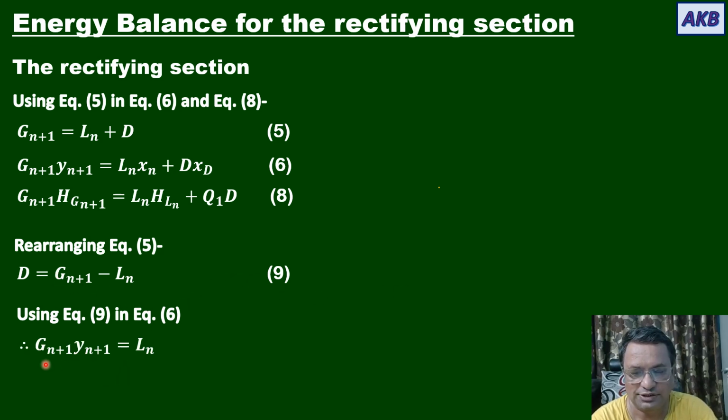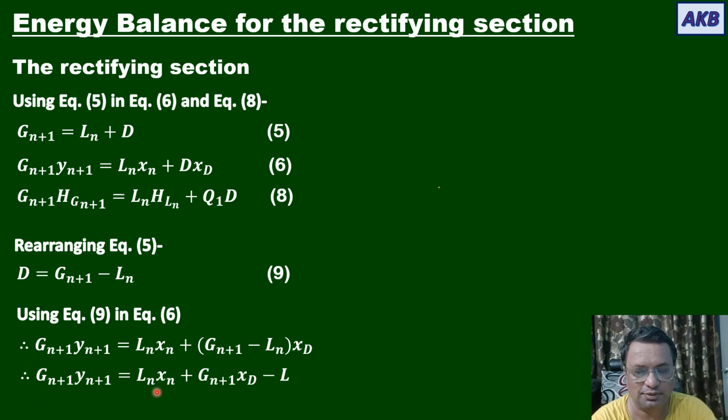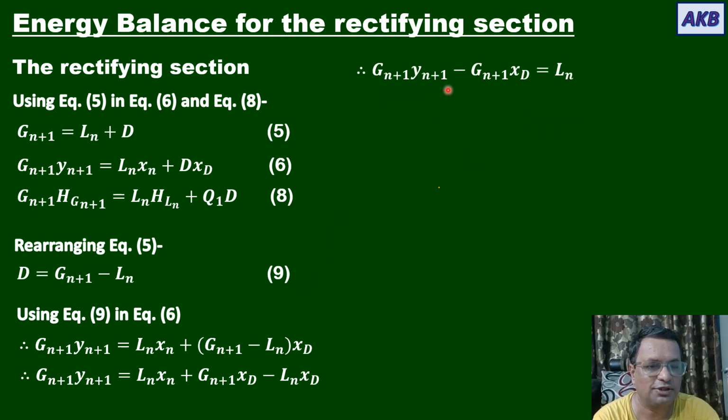In place of D we will be using Gn+1 minus Ln. So that will be Gn+1 Yn+1 = Ln Xn + (Gn+1 minus Ln) Xd. If you rearrange, it will be Gn+1 Yn+1 = Ln Xn + Gn+1 Xd minus Ln Xd. So Xd is multiplied with the bracket. Further, we have Gn+1 Yn+1 minus Gn+1 Xd = Ln Xn minus Ln Xd.